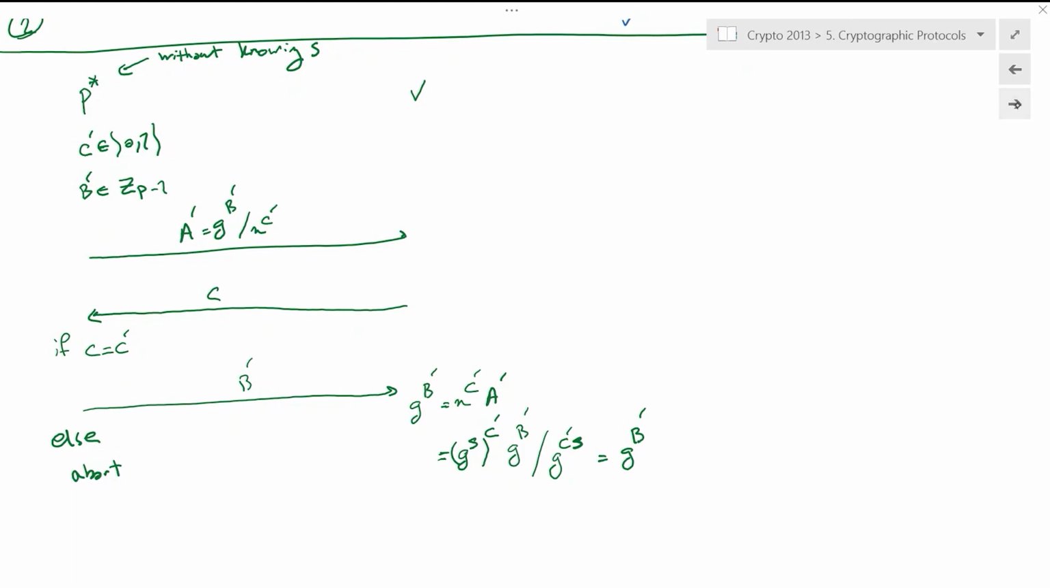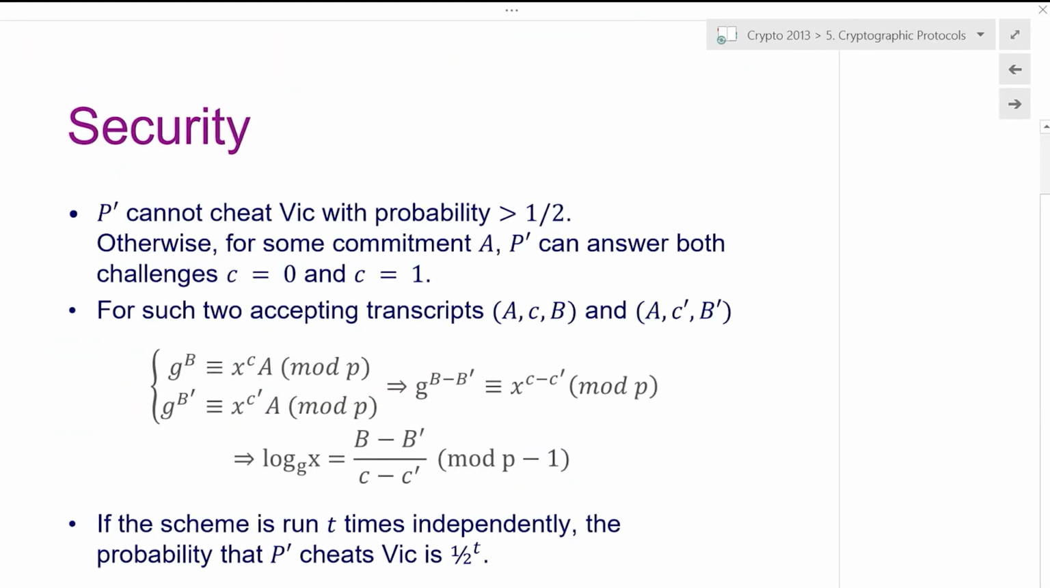I think the next thing that we want to discuss is that from the security perspective, the prover can only cheat with a probability of 50%, but he cannot cheat with probability of more than 50%. So that is something that we are going to give a security proof for right after your break time.